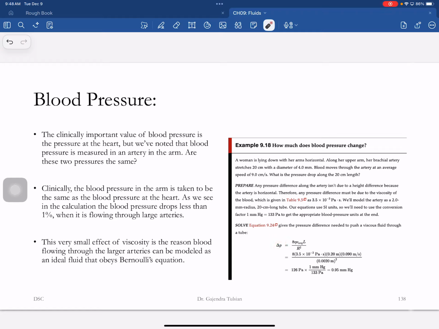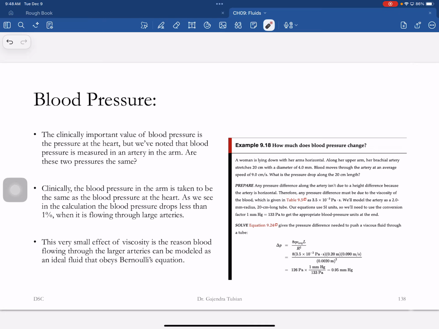It's 8 times the viscosity times the average speed times the length of the artery divided by the radius squared. The brachial artery has a radius of 2 millimeters. 2 millimeters is that much, so it's about half a centimeter. 1/5 of an inch is the diameter.